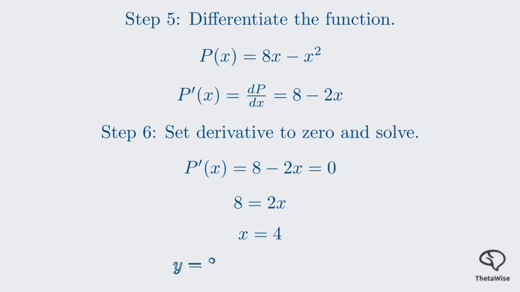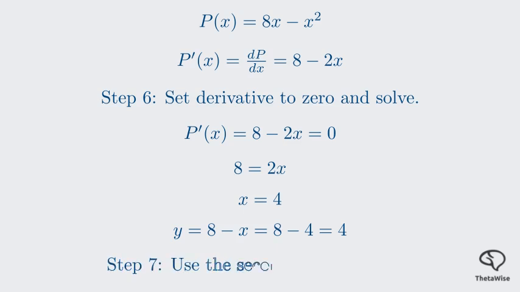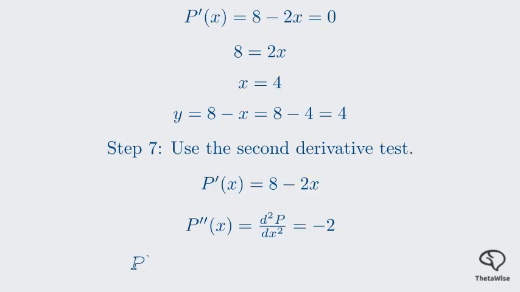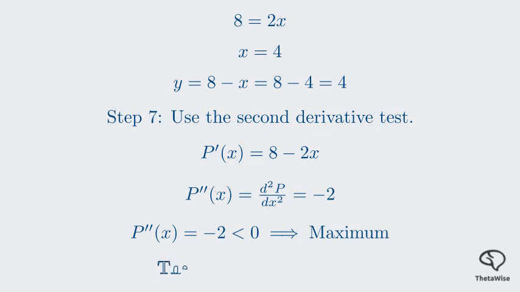Now we use our original constraint to find y. If x is 4, then y is 8 minus 4, which is also 4. We should use step 7, the second derivative test, to confirm this is a maximum. The first derivative was 8 minus 2x. The second derivative, p double prime of x, is just negative 2. Since the second derivative, negative 2, is a negative number, it's less than 0. This confirms that at x equals 4, we have a maximum value. So for the product to be a maximum, both integers must be 4.